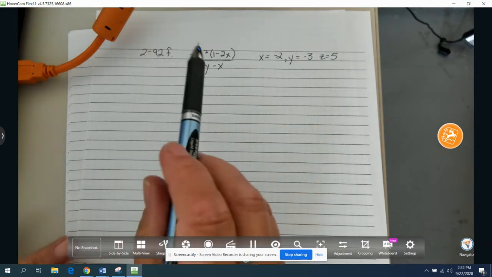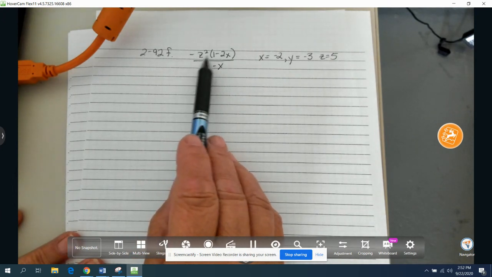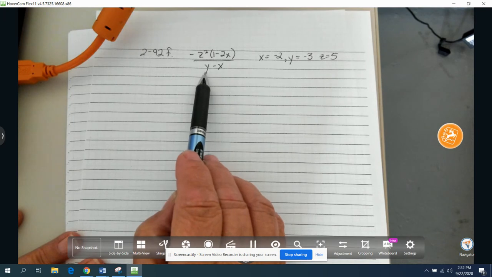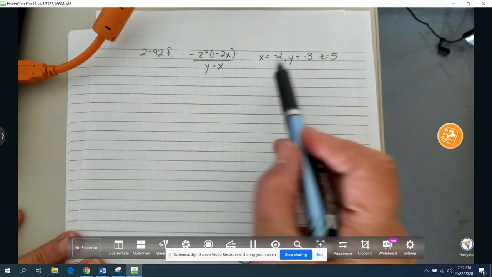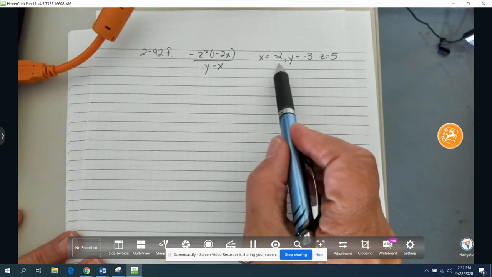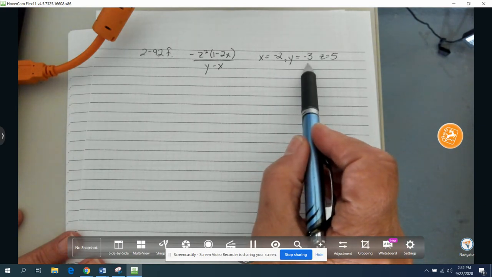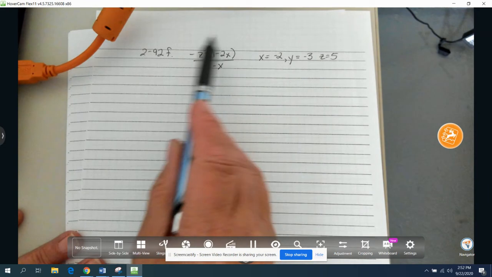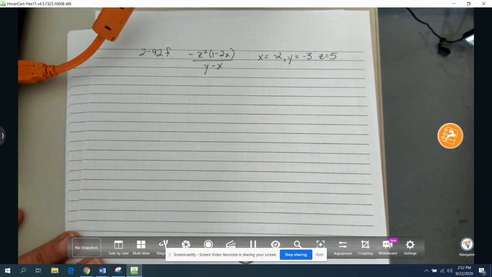So if you notice, here's the problem: negative z squared, parentheses 1 minus 2x, all divided by y minus x. But then it gives us values. x is equal to negative 2, y is equal to negative 3, and z is equal to 5. So when I go to this expression, now it's an expression because there's no equal sign in it.